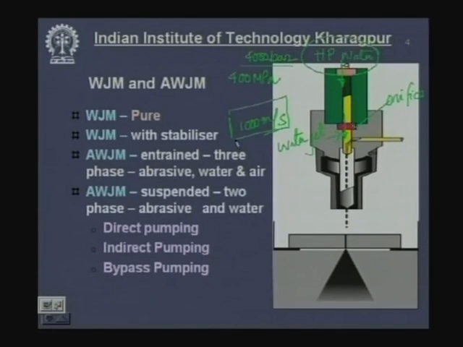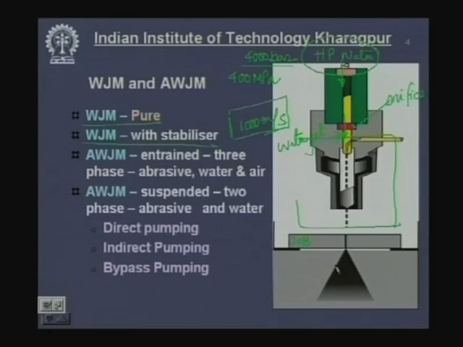Now, water jet machining can be divided into two groups. One is pure water jet, another one is water jet with stabilizer. In pure water jet, this part of the schematic is not relevant. Water comes out and directly machines my job. This is my job, it directly machines it.